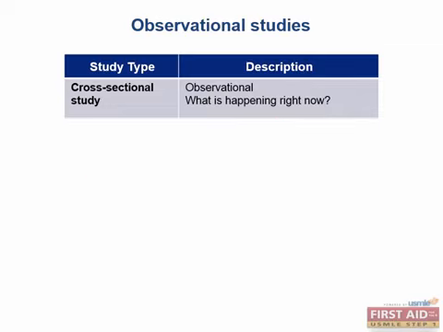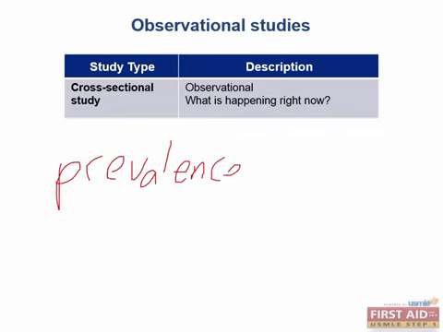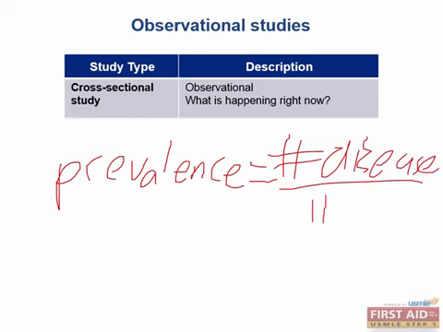The characteristic measure for cross-sectional studies is disease prevalence. Now, do you remember what prevalence means? Prevalence is defined as the proportion of people in a population with a disease at any given time. The equation says the number of people in a population with a disease over the number of people that were at risk for getting that disease.